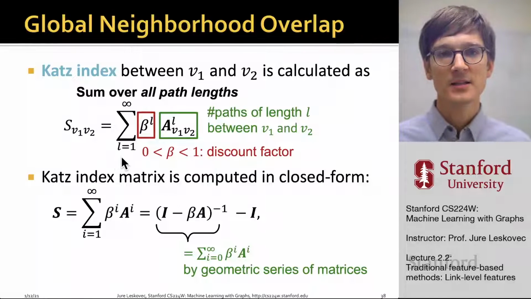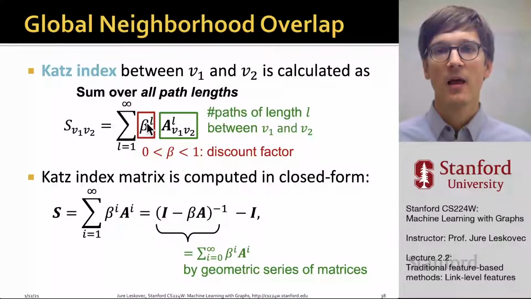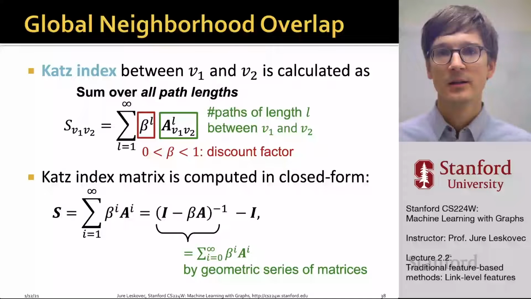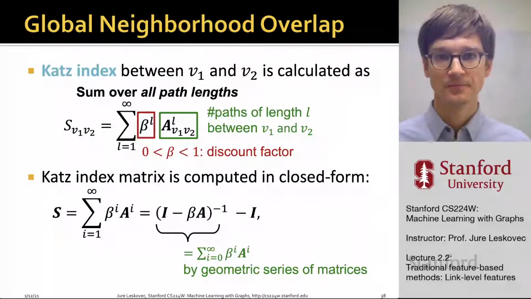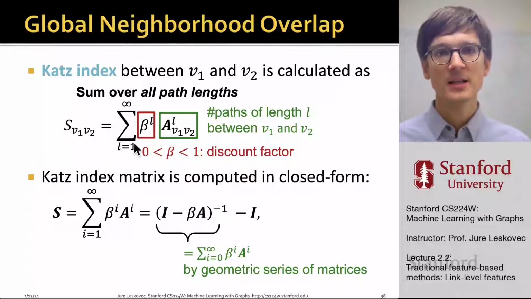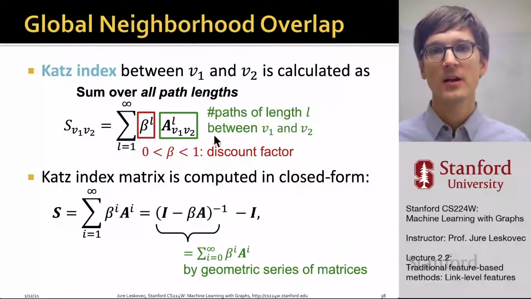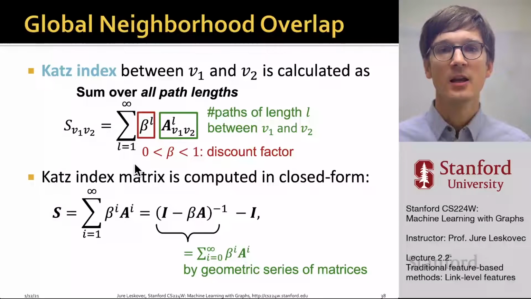Now the Katz index goes over path lengths from 1 all the way to infinity. So the Katz index, the global neighborhood overlap between nodes v1 and v2, is simply a summation over L from 1 to infinity of beta raised to the power of L, a discount factor that gives lower importance to paths of longer lengths, times A to the L, which counts the number of paths of length L between nodes v1 and v2. And what is interesting about the Katz index is that we can actually compute this particular expression in closed form.